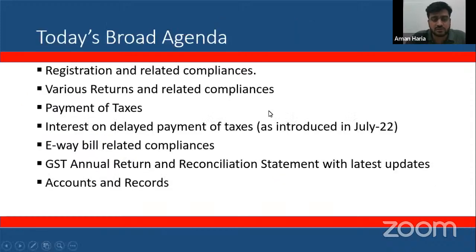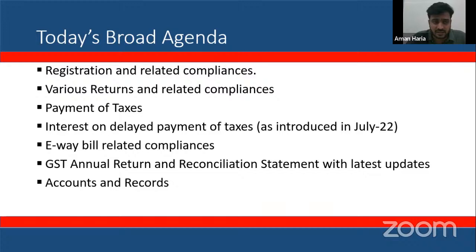Today's agenda. First we'll discuss registration and the related compliances. Then we'll move on to returns and return related compliances. After that, we'll discuss payment of taxes. After that, we'll also discuss interest on delayed payment of taxes, and we'll specifically cover the latest amendment which was introduced in July 22, which has been given a retrospective effect from July 2017.